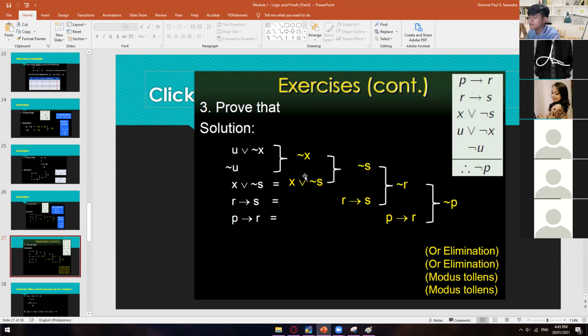From here, we can now combine this one into this one. Again, we have assumed that this X and negated S is true, but there is another hypothesis saying that this X is actually false. So all we need to do is copy the true one, which is the negated S. From here, we can combine this one into this negated S. Just put this R conditional S below, and this R conditional S is already proven to be true.